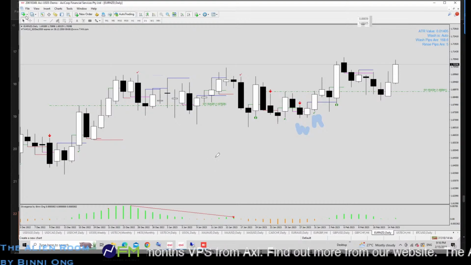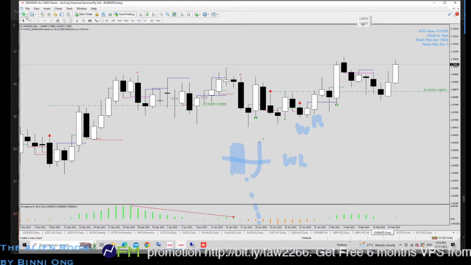So what is wash and rinse? Wash and rinse basically says that there is a price level, and price closes below a certain price level, a certain line. And if price continues to stay below this wash line here, it should continue to move down. Now, what if price doesn't stay below the wash line? What if it actually closes back up? That means those people who had shorted below the wash line would be feeling very painful right now.